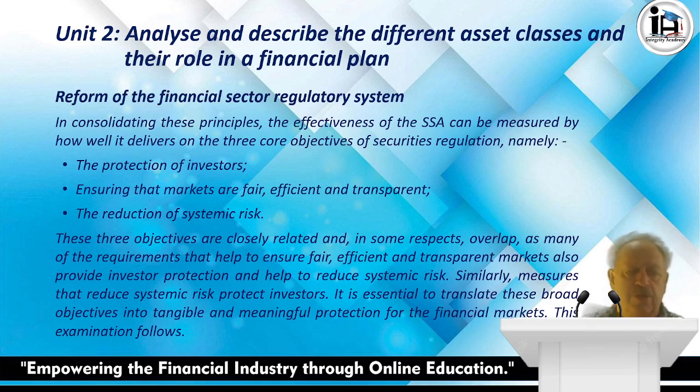These three objectives are closely related and in some respects overlap, as many of the requirements that help to ensure fair, efficient, and transparent markets also provide investor protection and help to reduce systemic risk. Similarly, measures that reduce systemic risk protect investors. It is essential to translate these broad objectives into tangible and meaningful protection for the financial markets.